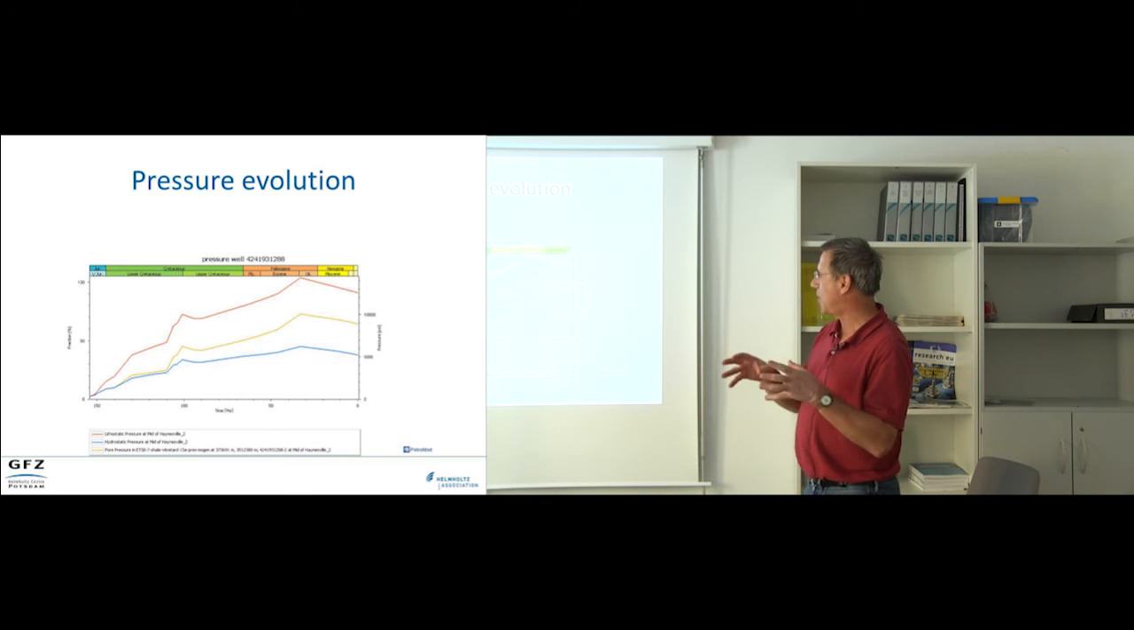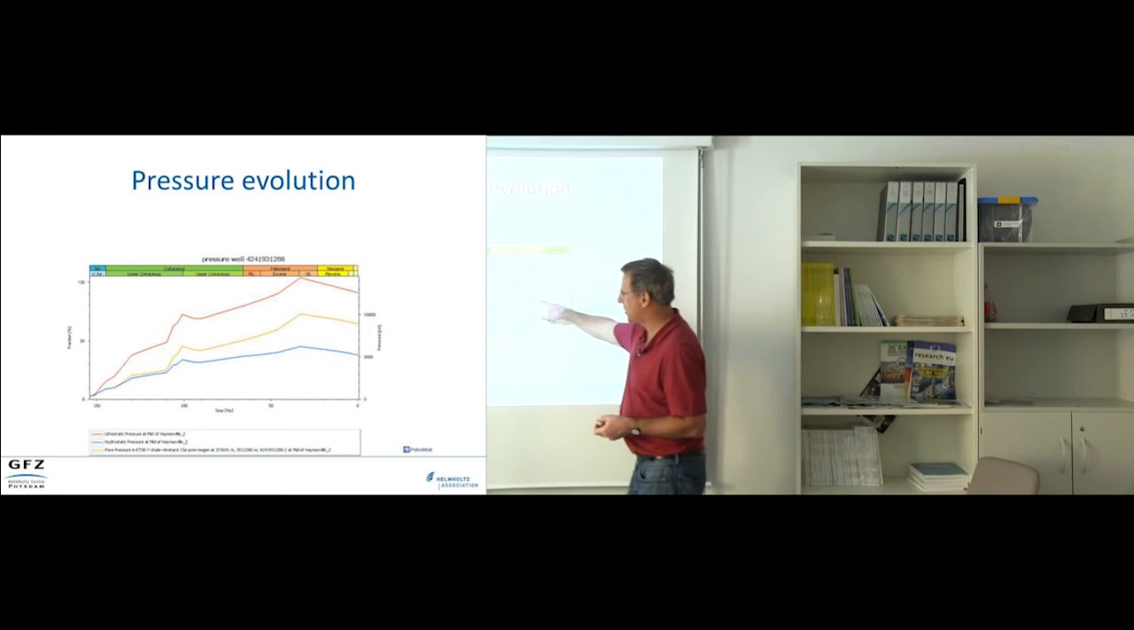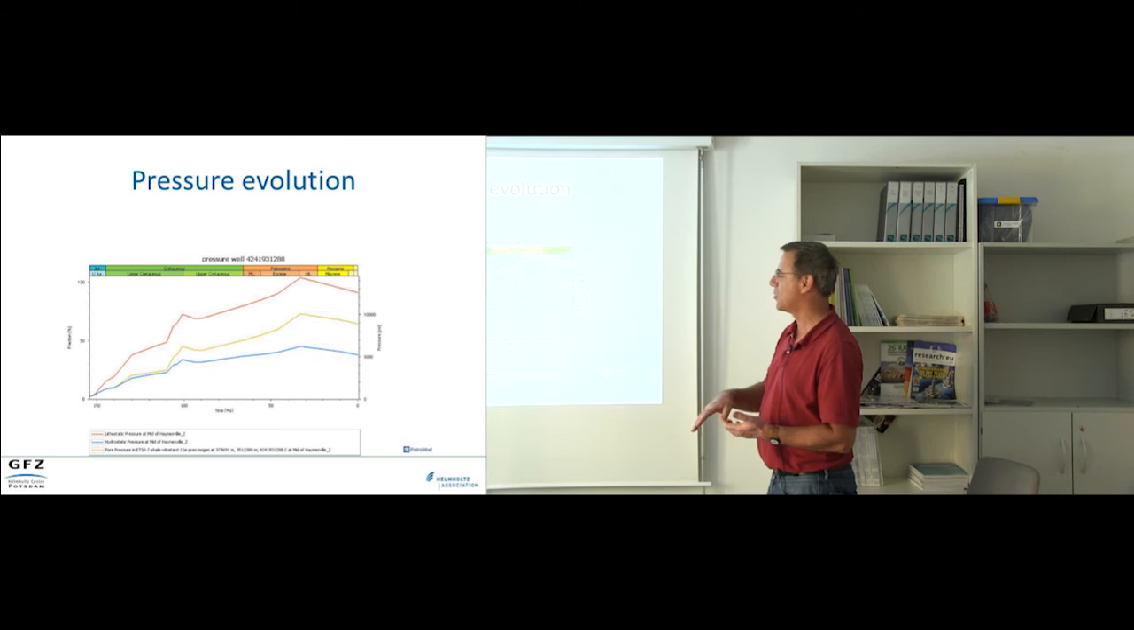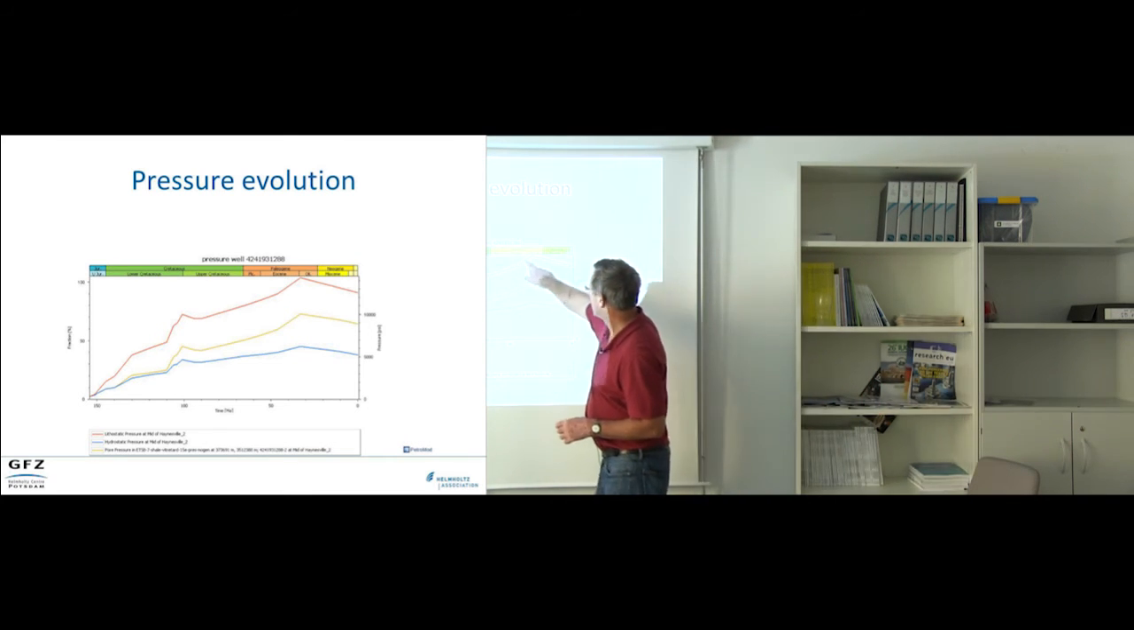These curves now are results from one location as an example to show how pressure evolves. The blue curve is normal hydrostatic pressure. So assuming the system is in equilibrium, we can calculate this straightforwardly and calculate the hydrostatic pressure. At the same time, you can calculate geostatic pressure, which is the red line.